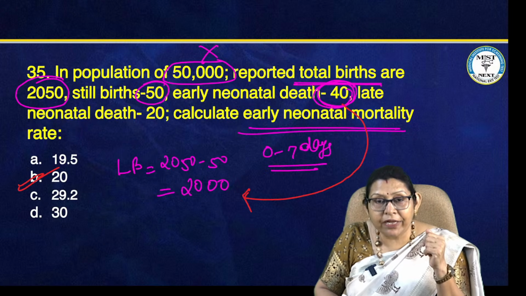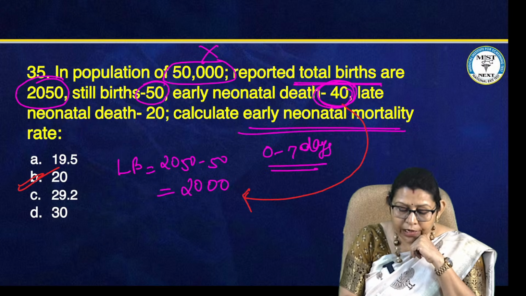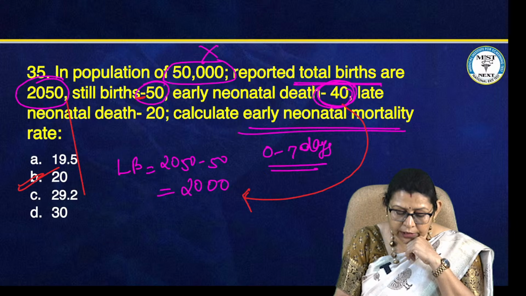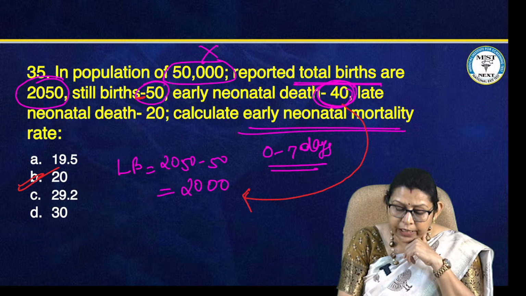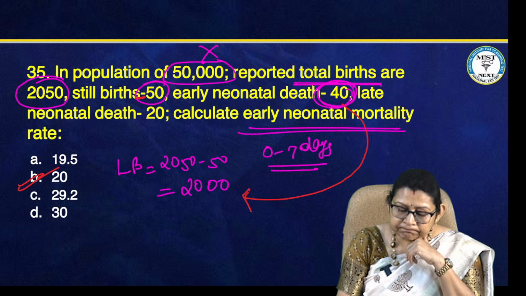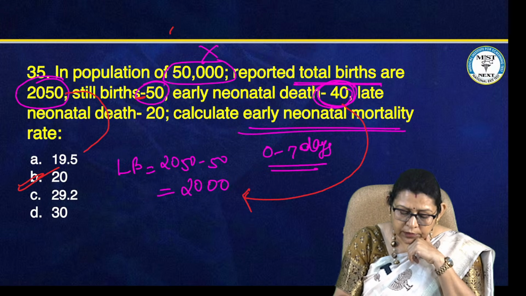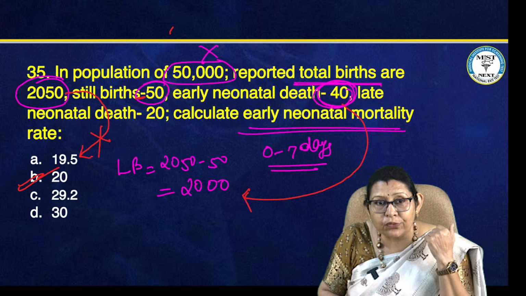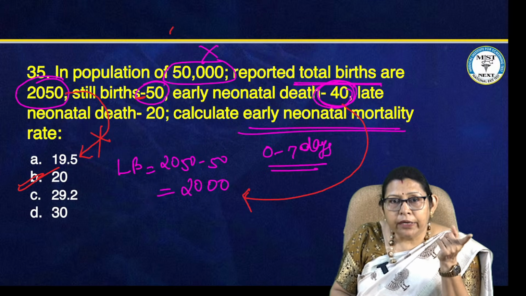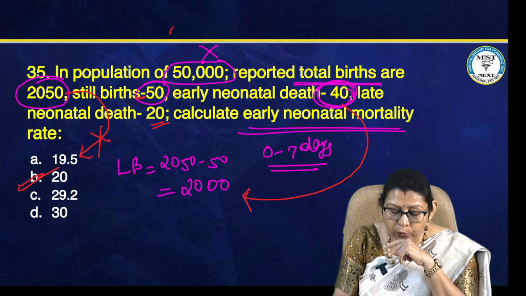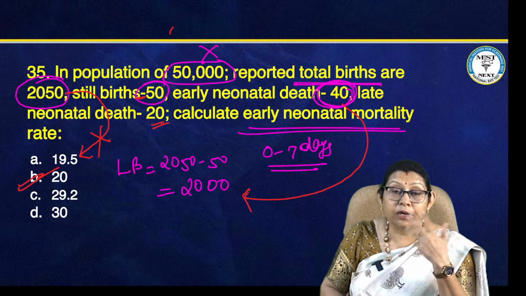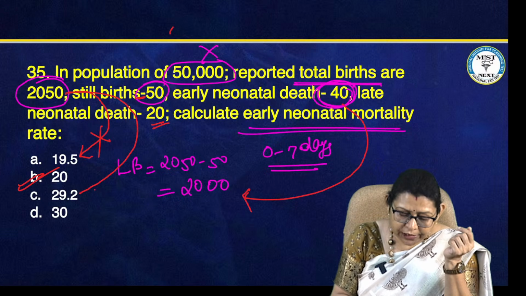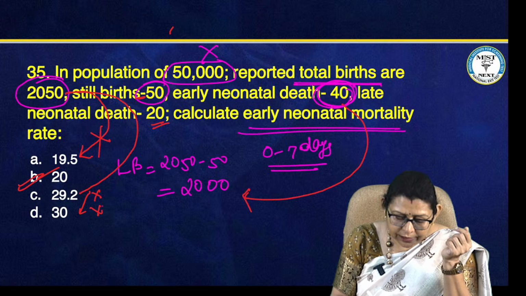So you all are answering very correct. अगर आपने this 50 had not deducted, you'll be getting your answer as 19.5. That is a wrong answer. ठीक है. अगर आपने 2050 ले लिया. If you are including the late neonatal deaths also, means you are not calculating the early, you are calculating the neonatal deaths, then you might be getting your answer as 29.2 or 30. That is the wrong answer.